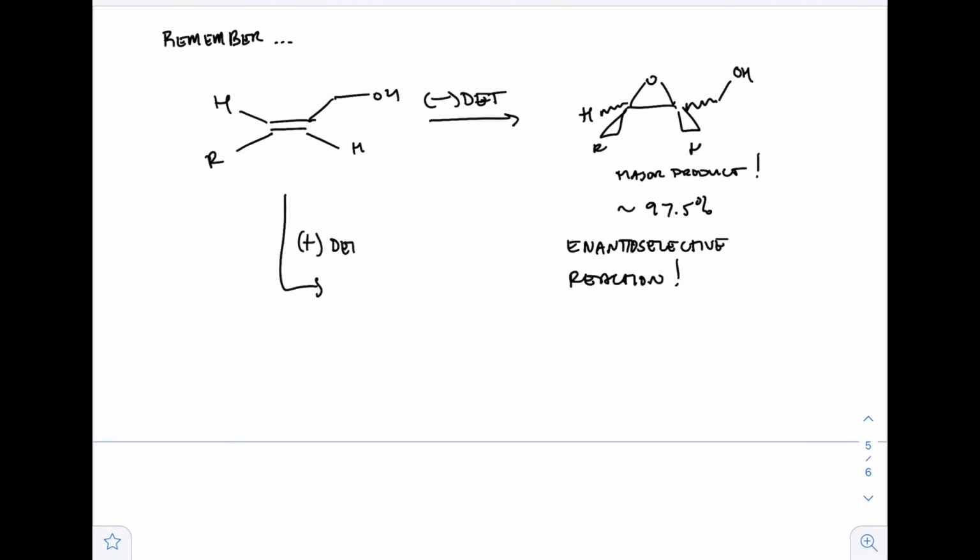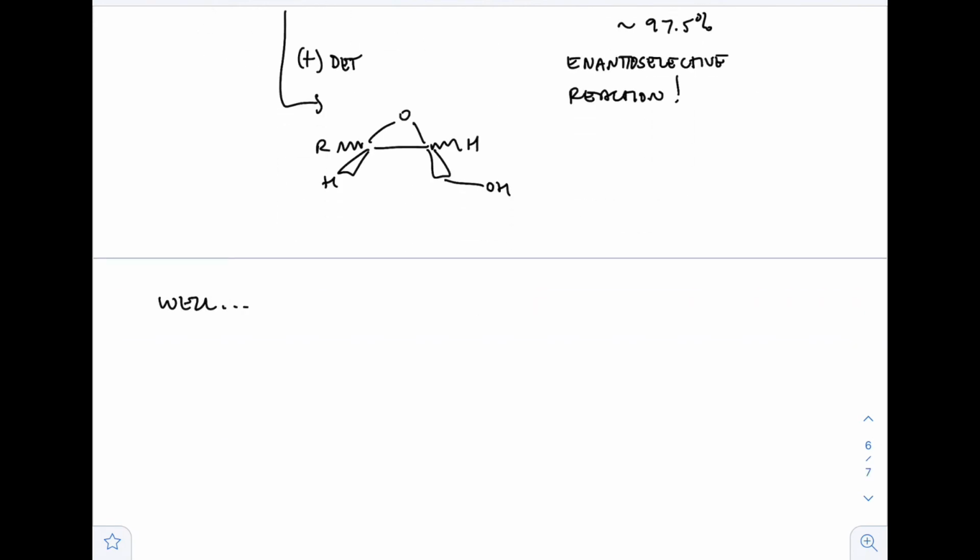Highly desirable when you're making things, especially if you're trying to create drugs, whether good or bad. The enantioselective processes are highly desirable because, as you know, our bodies are like locks and keys, right? And so we only work with one particular key. And here's the positive DET reaction, and as you can see, we form a different stereoisomer.